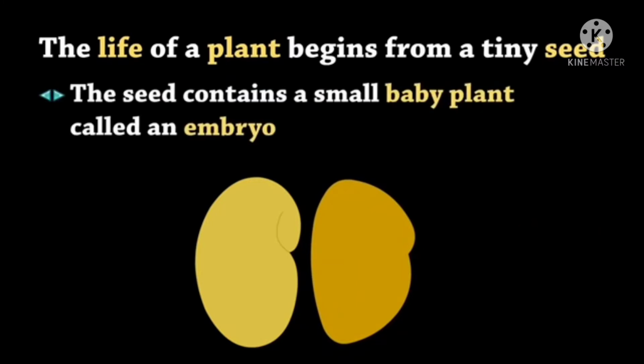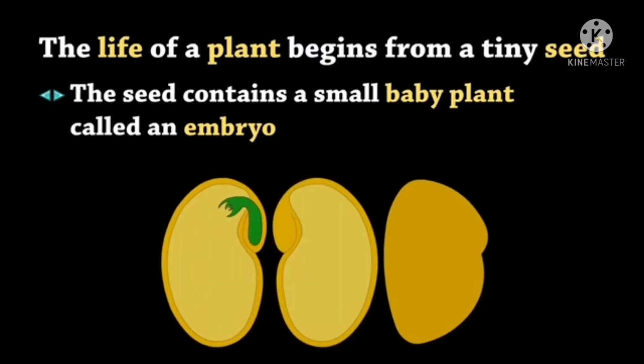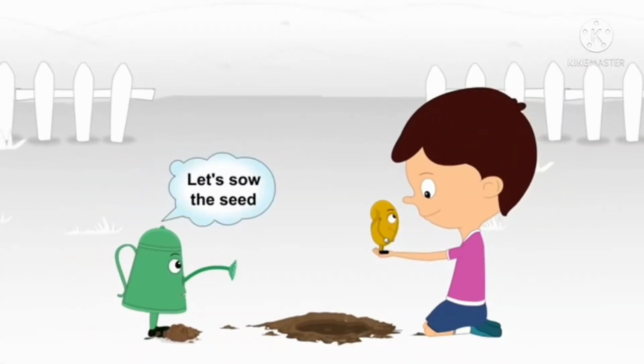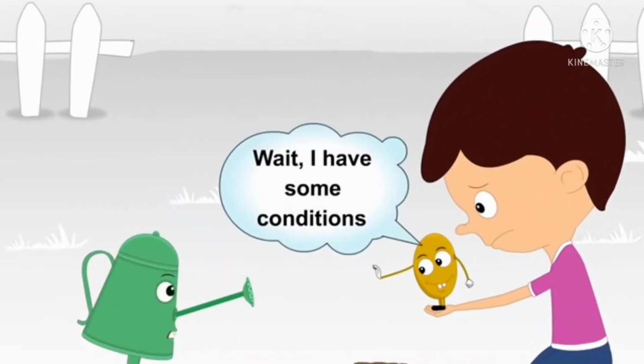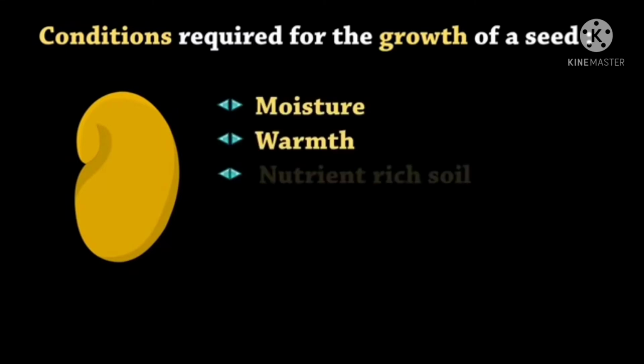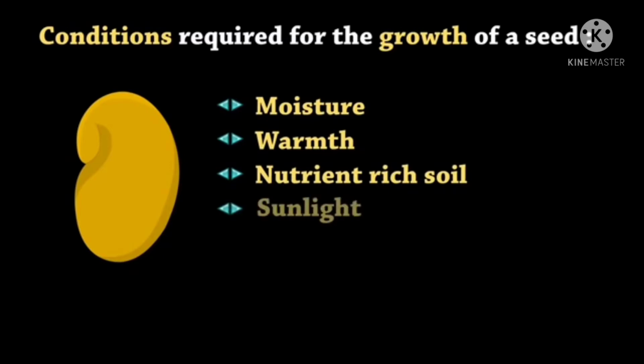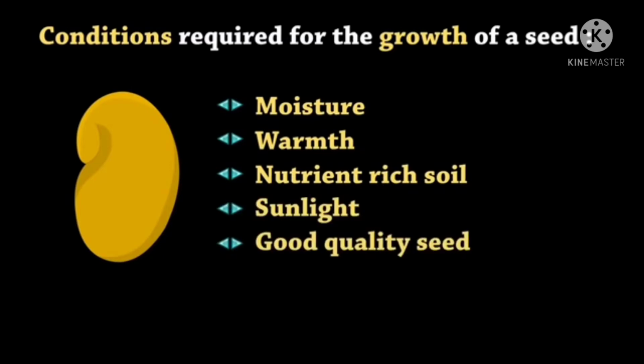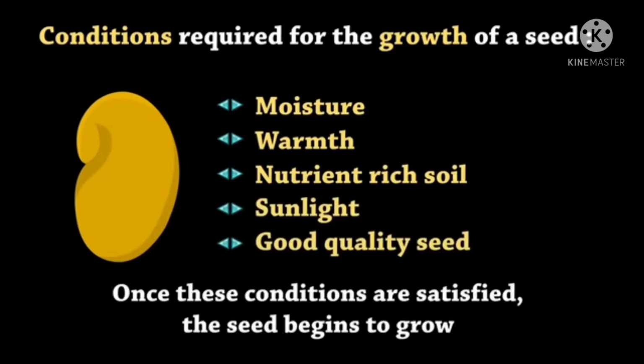The seed contains a small baby plant called an embryo. Let's sow the seed. Wait, I have some conditions. Conditions required for the growth of a seed are moisture, warmth, nutrient-rich soil, sunlight, and good quality seed. Once these conditions are satisfied, the seed begins to grow.